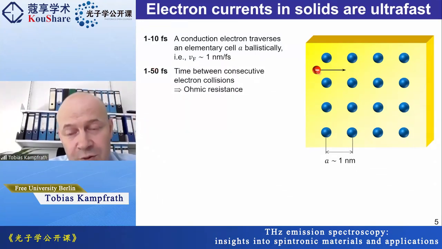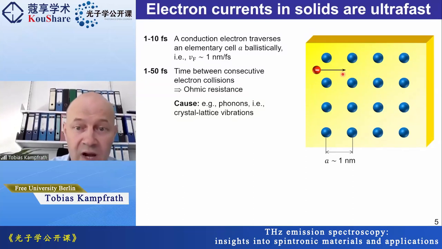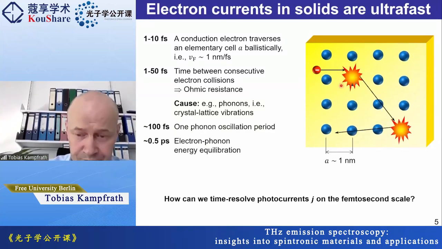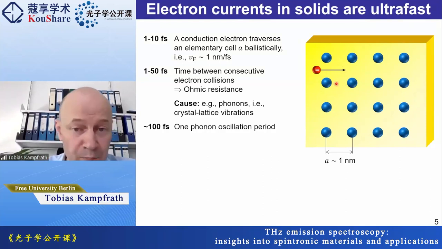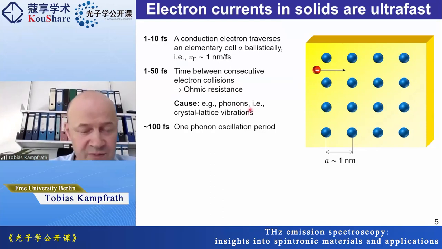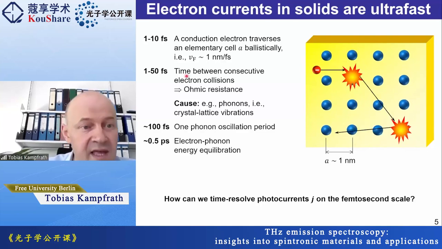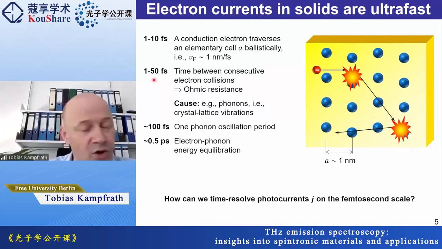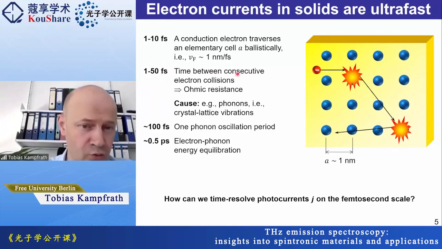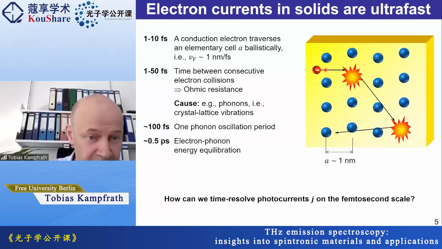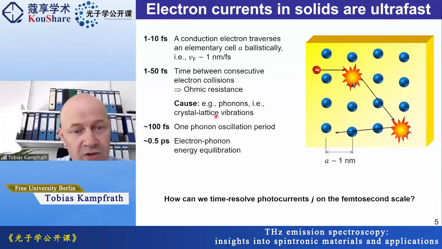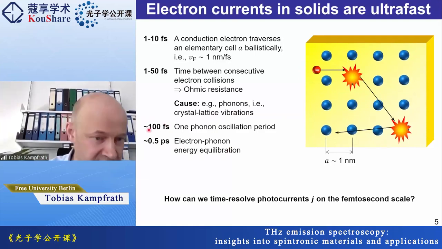But when such an electron flies through a solid, it will not fly ballistically forever. At a certain point, of course, it will collide with an obstacle and then stop moving. These collisions are, for example, caused by phonons, meaning crystal lattice vibrations, as I show you here schematically. So the electron travels, then collides with an obstacle. These collisions occur on time scales of 1 to 50 femtoseconds. That's the time between two consecutive collisions of such a conduction electron. As said, this can be caused, for example, by phonons, so the vibrations of the crystal lattice of the solid. And this brings me to the next ultrafast timescale.